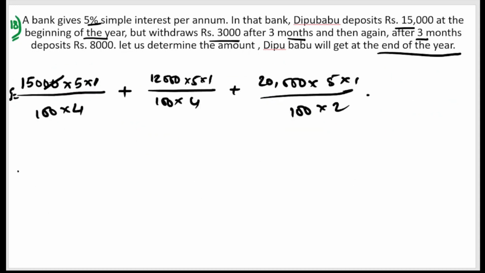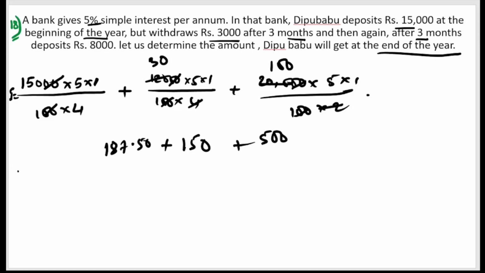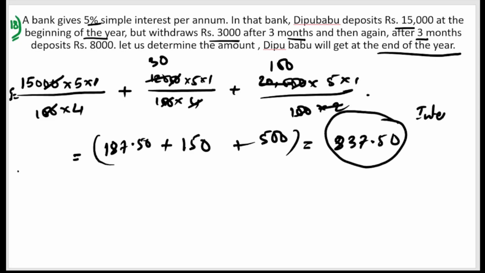interest. Cancel these 2 zeros, cancel these 2 zeros. 4 times 30 is 120. Cancel these 2 zeros. 2 times 100 is 200. So this will come as 5 into 100, 500, 5 into 30, 150 plus 5 into this by 4. It will come as around 187.50. When you add this, you will get 837.50. This is the interest. This is the interest or extra money, you can say.